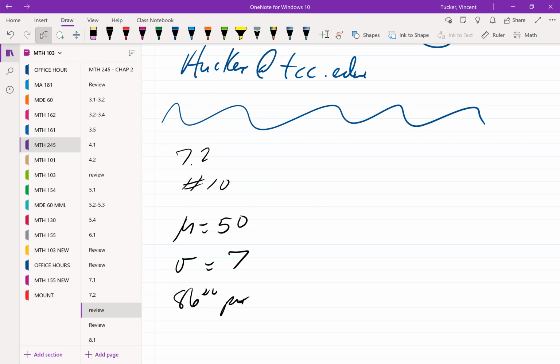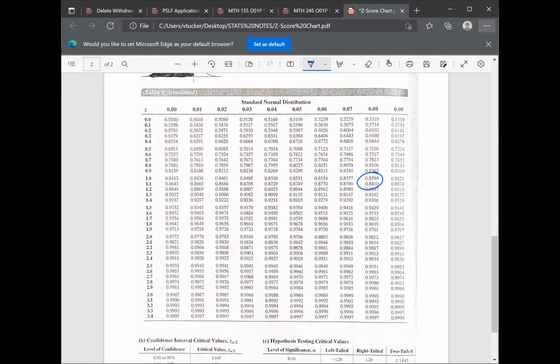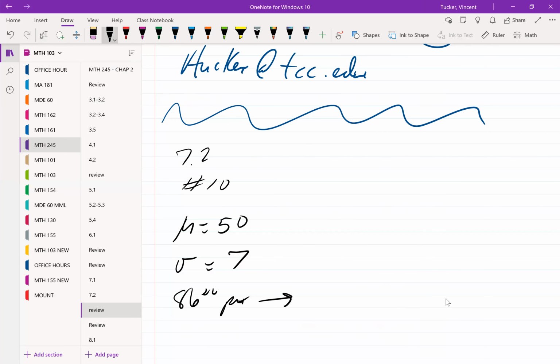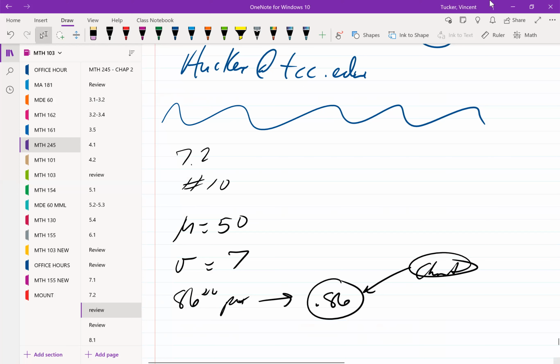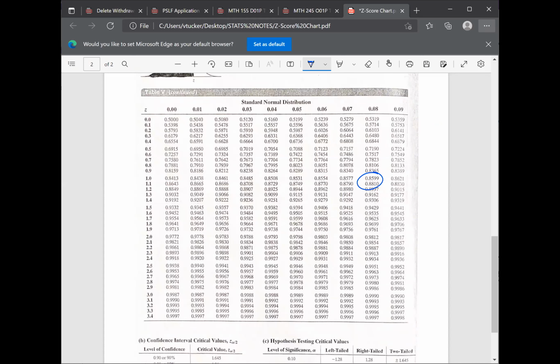So let's look at the z-score chart, and we want to get as close to 0.86 as possible. I didn't write this down, let me go back to the notes. I think you know this part because you got as far as you got. 86% is 0.86, so we need to find this value in the chart. We need to figure out the closest value to 0.86 inside the chart and then find the corresponding z value.